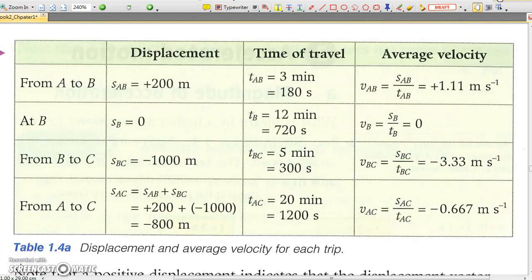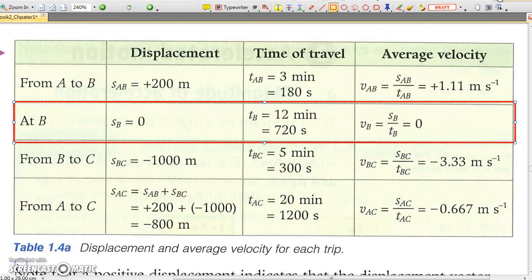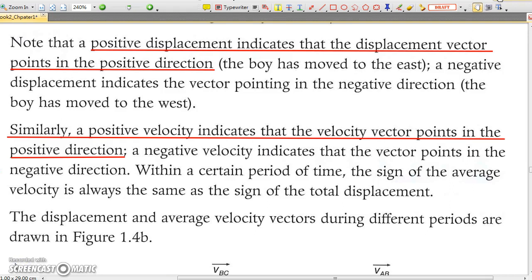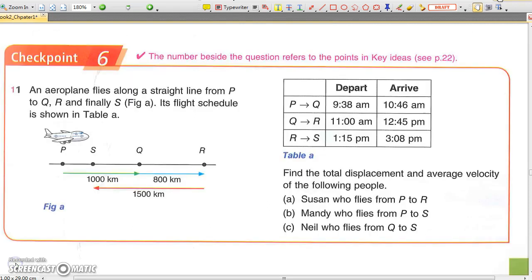In table 1.4a, we calculate the average velocity. When there is a change in displacement, there is a non-zero velocity. So the velocity at B is 0, as there is no change in displacement. Velocity and displacement are both vectors, so a positive velocity points to the right and a negative one points to the left. And now try chapter 1.6 below.